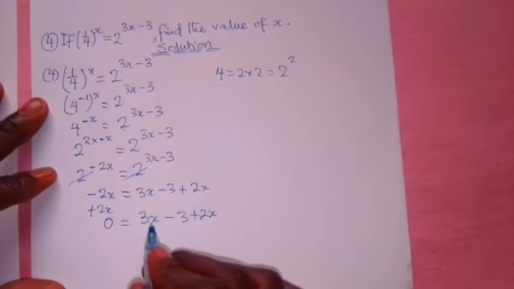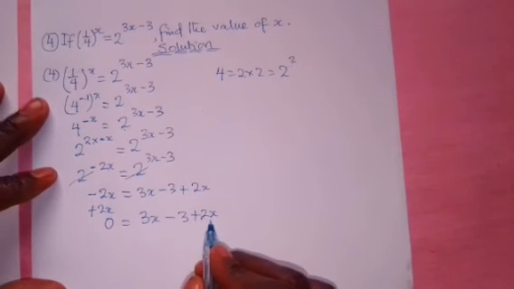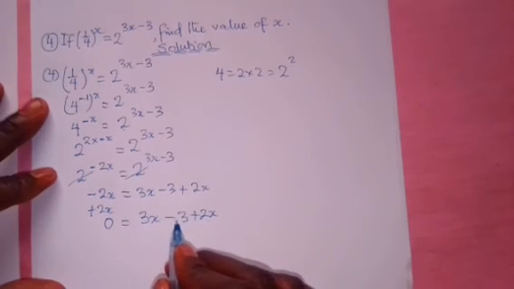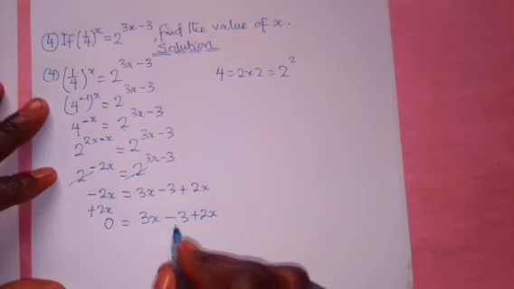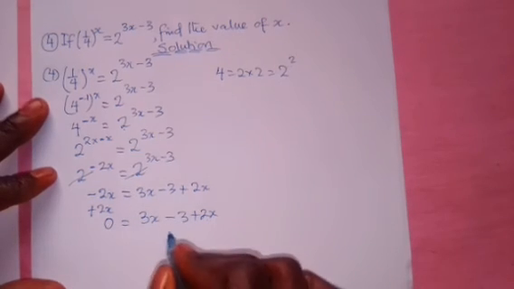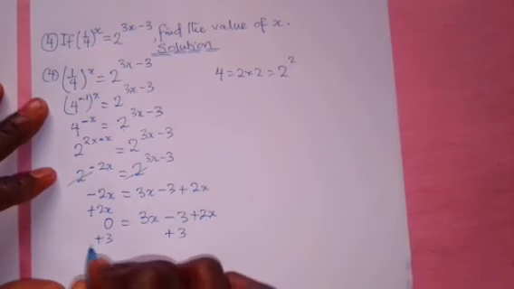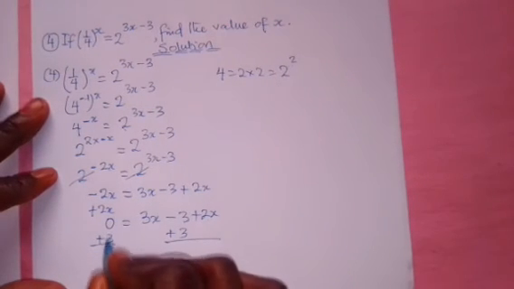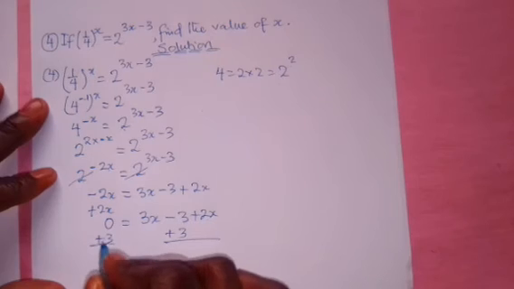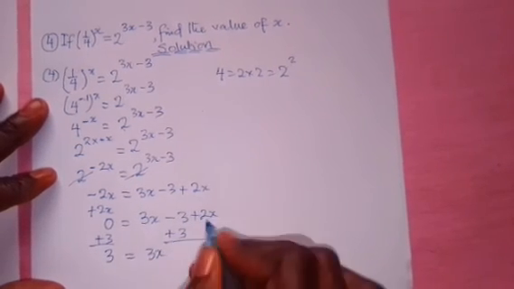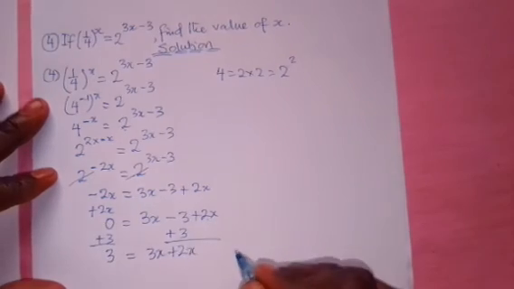Now the final thing we are going to do here is this. The idea is to group the values that have x on one side and the one that doesn't have x on the other side. So we can see that this minus 3 does not contain x. So we have to add the opposite of it to both sides. So we say plus 3 here and plus 3 here. Then here we shall have 0 plus 3 as 3 equals 3x plus 2x.